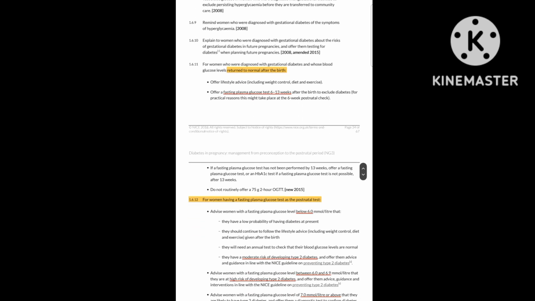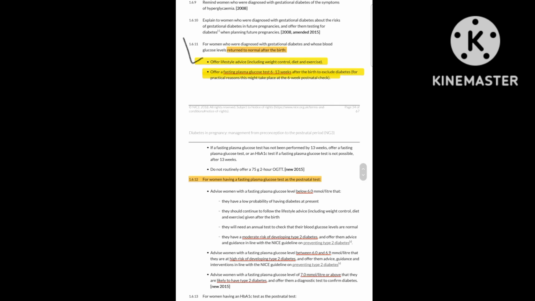For women who were diagnosed with gestational diabetes and whose blood glucose levels return to normal after birth, offer lifestyle advice, which includes weight control, diet and exercise. Offer fasting plasma glucose at 6 to 13 weeks after the birth to exclude diabetes. For practical reasons, this might take place at the 6 week postnatal checkup.